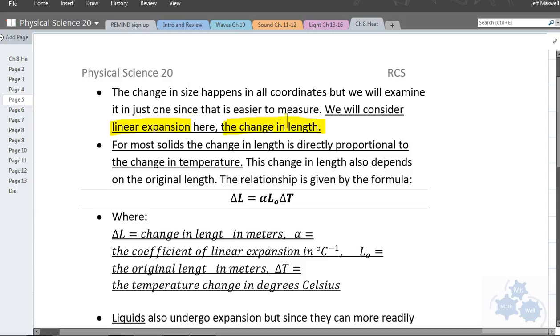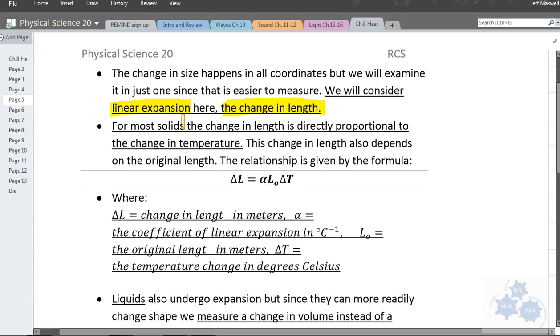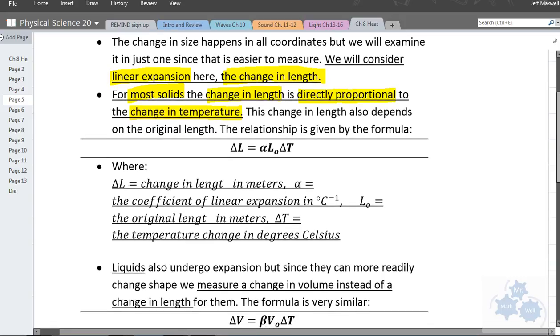These are the calculations we're going to do: linear expansion, change in length due to temperature change. For most solids, the change in length is directly proportional to the change in temperature. So that means for each material, there is some sort of special constant that says, when we increase the temperature by 1 degree, a certain amount of substance should increase in length by a certain bit. And it should happen every time. It should be fairly predictable.